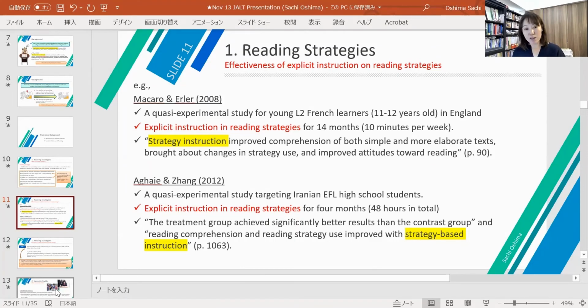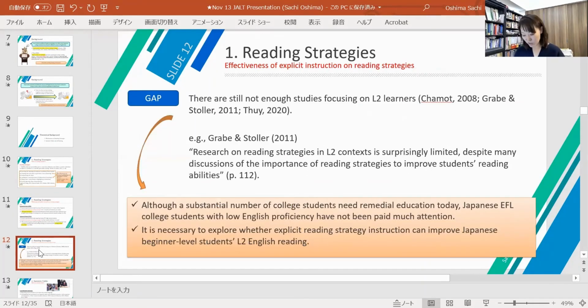For another example, Ghahari and Tan also conducted a quasi-experimental study targeting Iranian EFL high school students. After providing explicit instruction in reading strategy for 4 months, they concluded that the treatment group achieved significantly better results than the control group, and the reading comprehension and reading strategy use improved through strategy-based instruction. Both studies supported the effectiveness of explicit instruction in reading strategies.